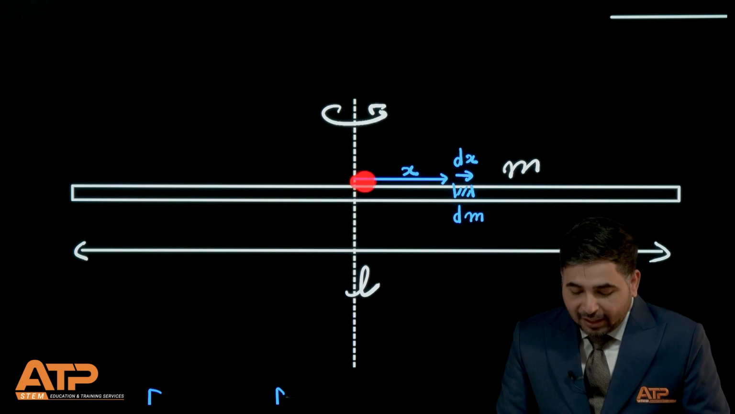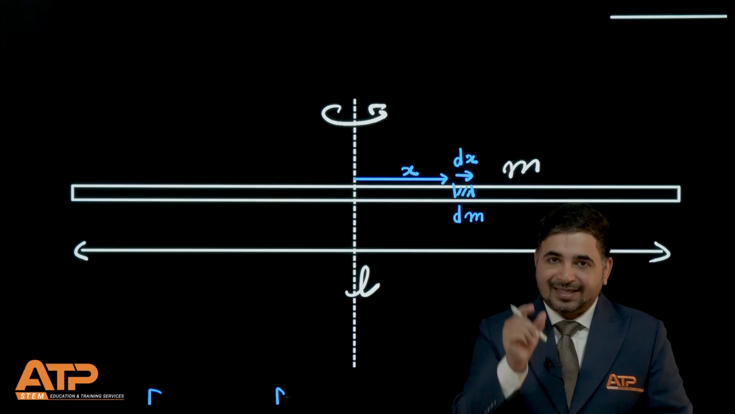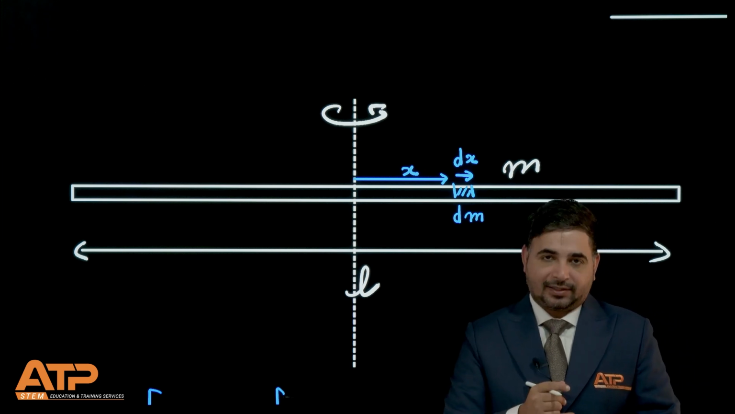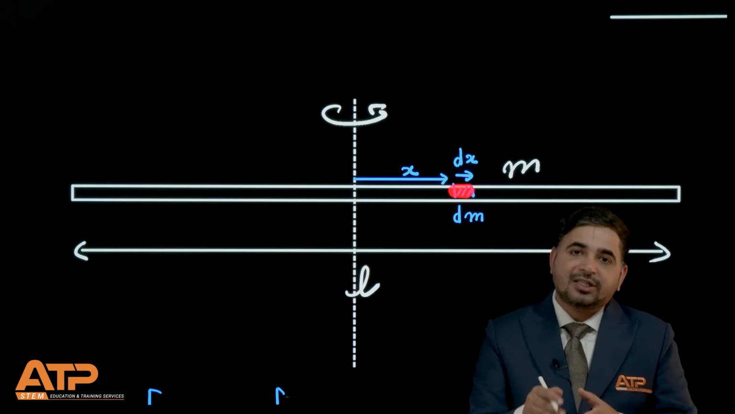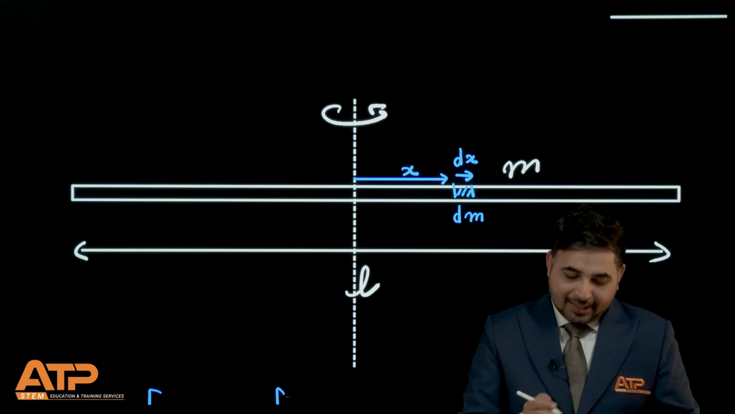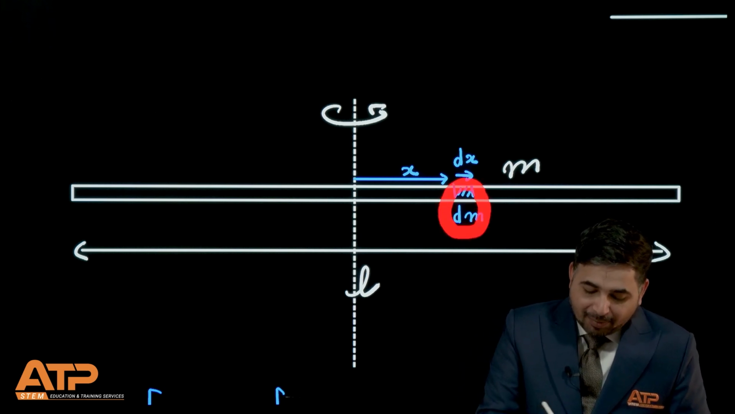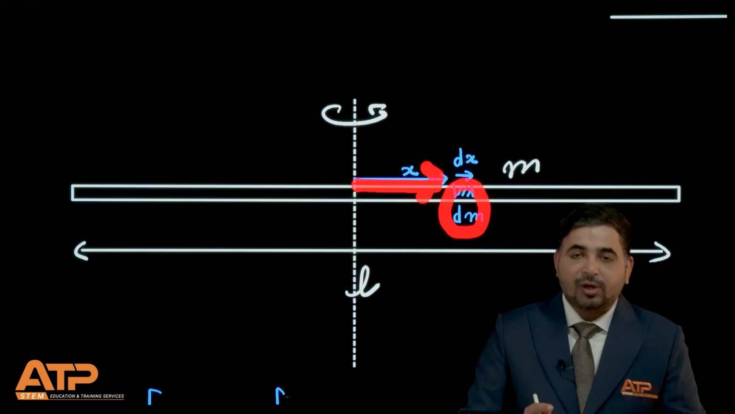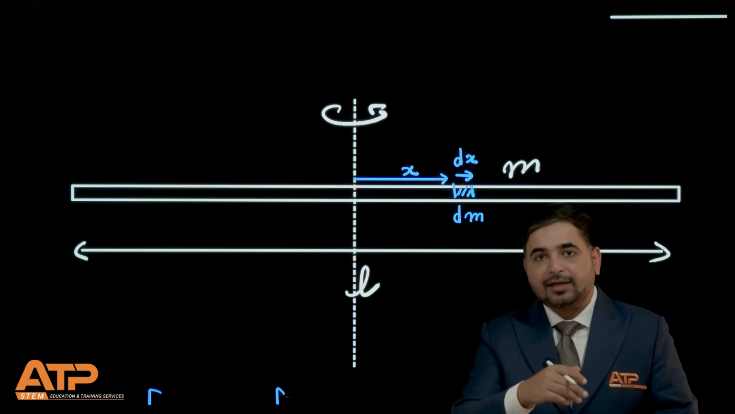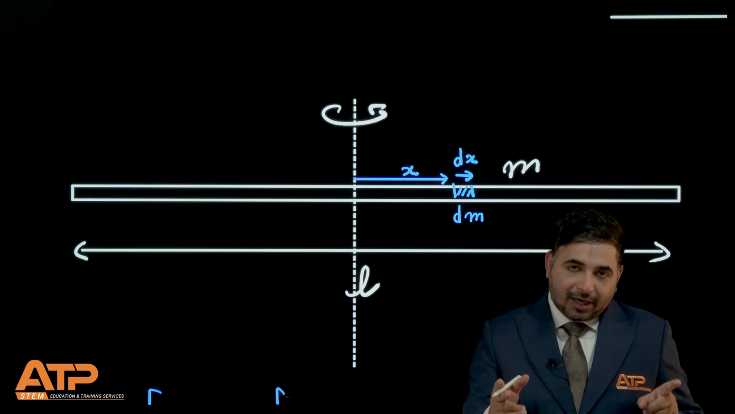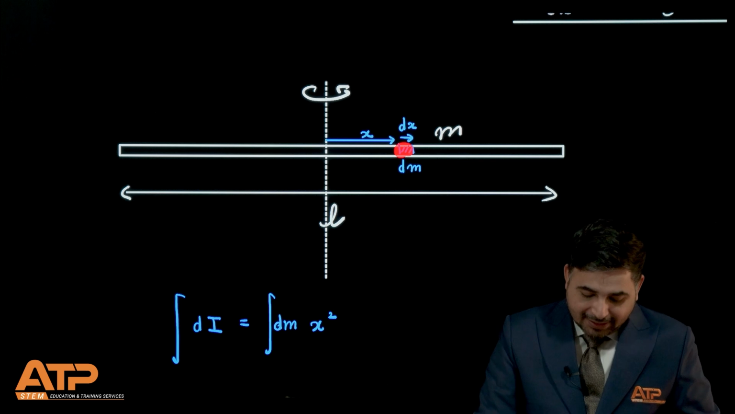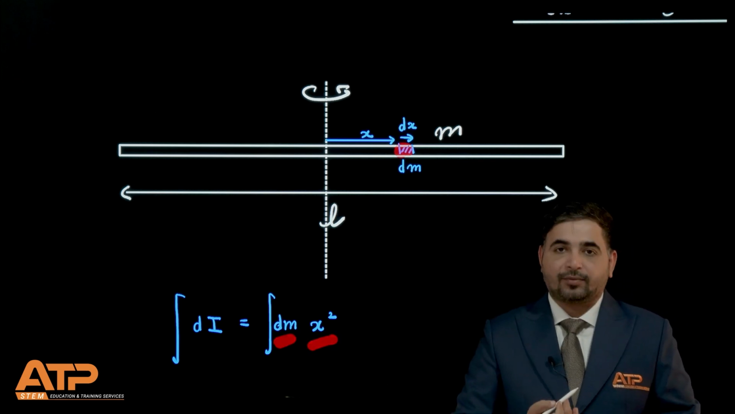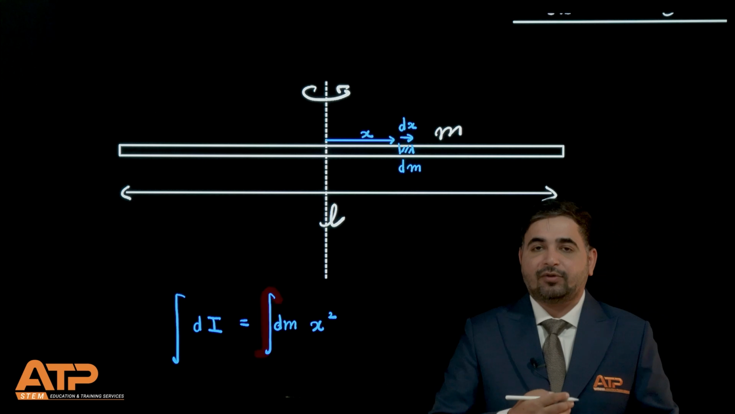So we take an elementary portion at distance x of small length dx. dx is the incremental length in x, that is the small change in x, and in that zone the mass present is dm. Now this mass dm multiplied by the square of this distance will be the moment of inertia of this small particle. But to add up all such particles, we need to integrate. So the moment of inertia of dm is dm into x square. Integrating this, we will get our answer.